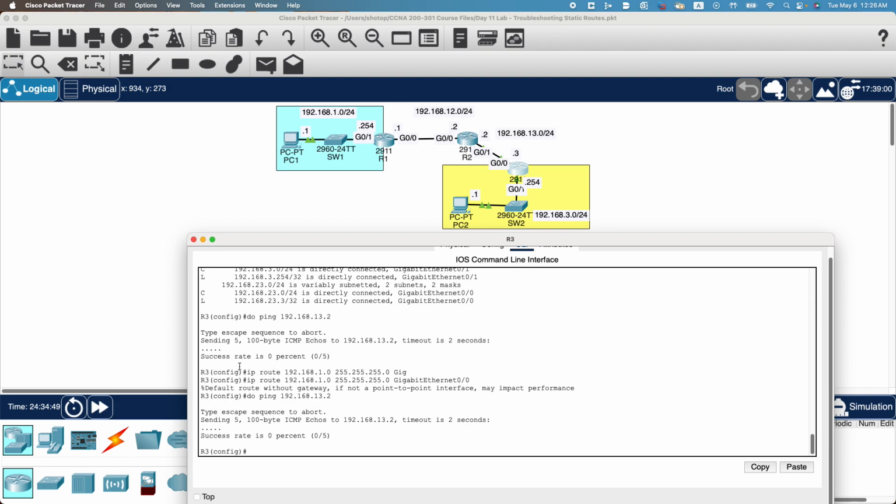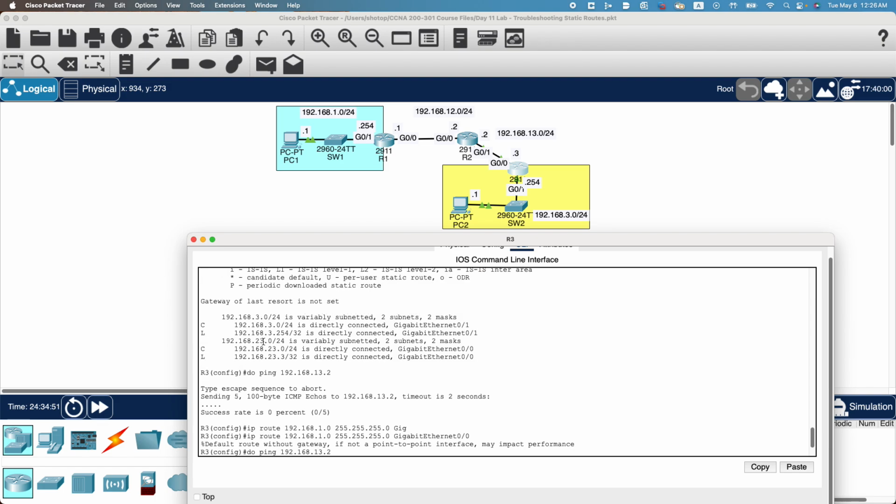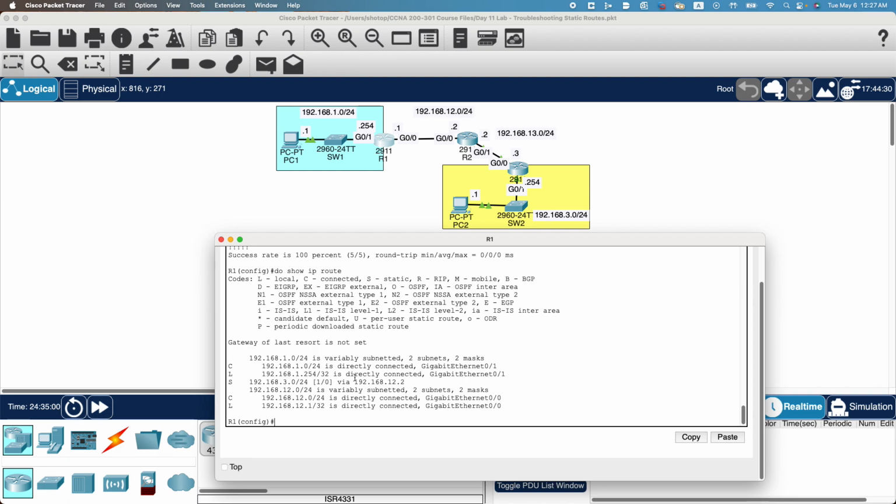I don't know. This 23 is weird to me. Let me see. I might get rid of that. What does R1 look like in that regard? R1 has access to directly connected routes 168.1 and 168.12. So it's the two that are right next to it. So this dot 24 in the case of R3 doesn't make any sense. So I'm going to try to get rid of that and do it again.